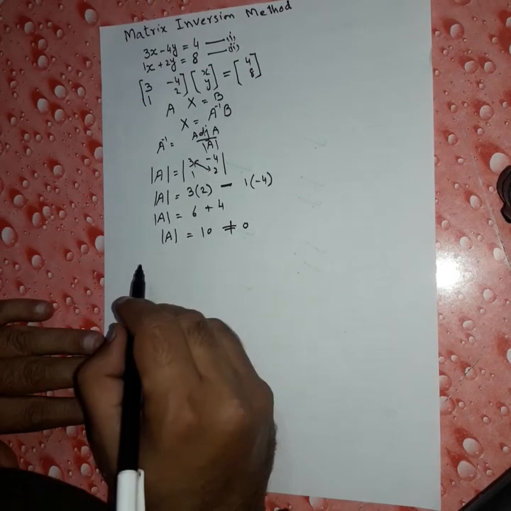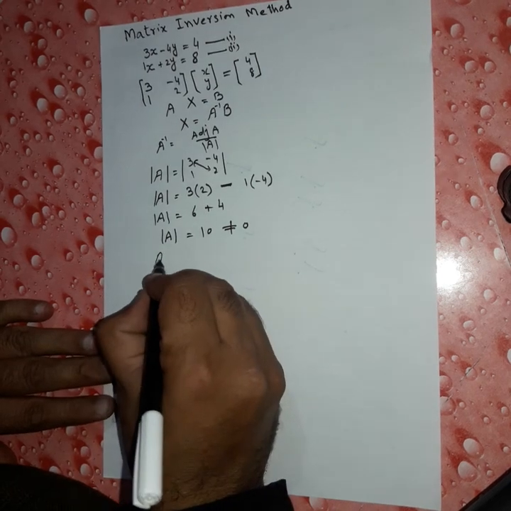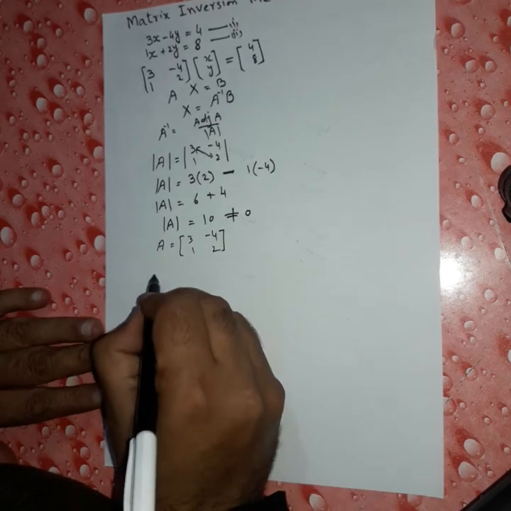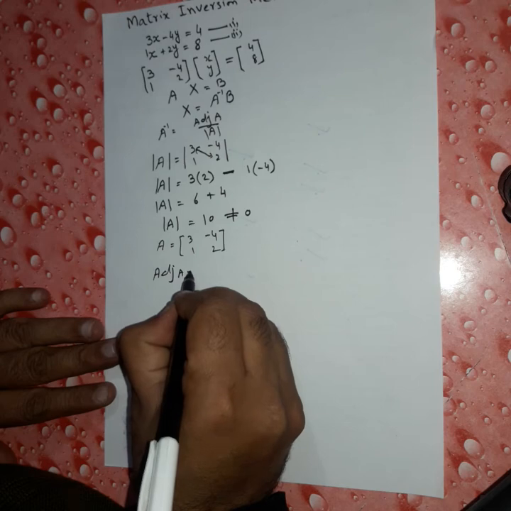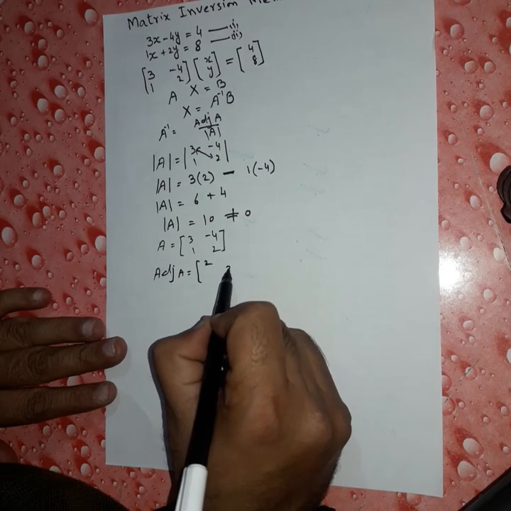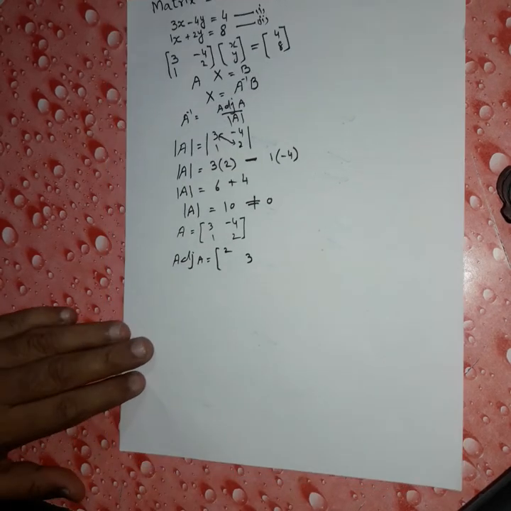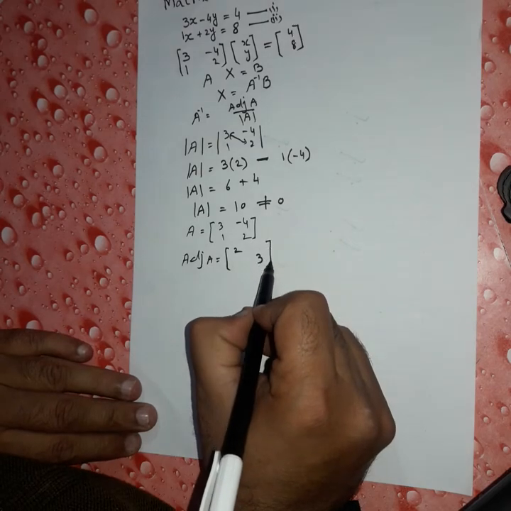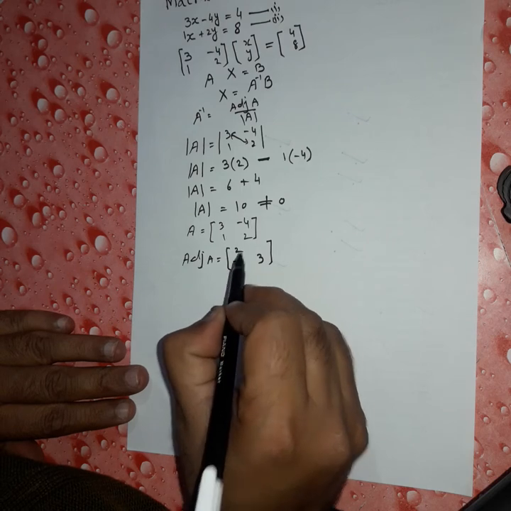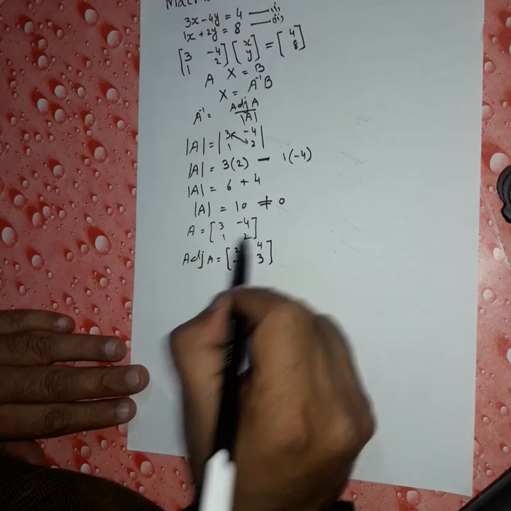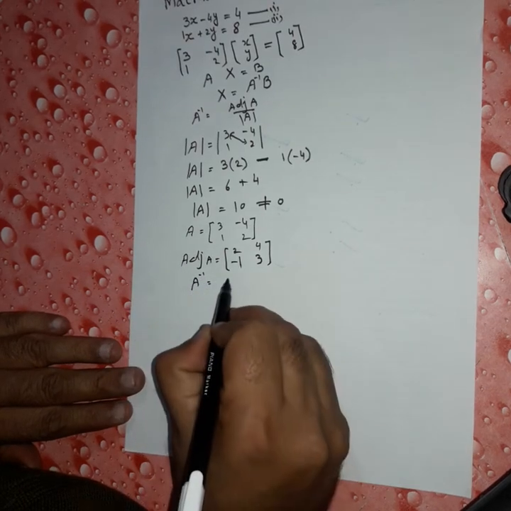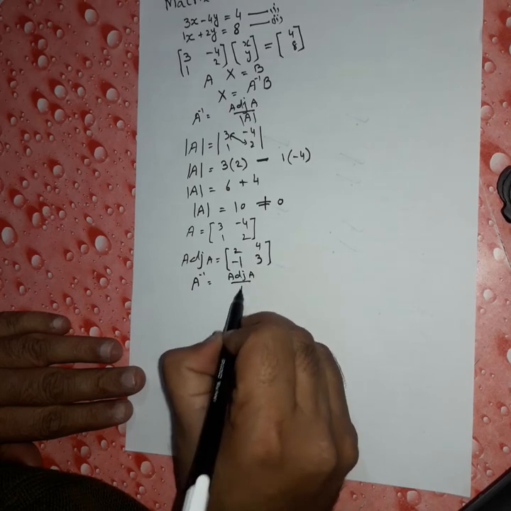Now I find the adjoint of the matrix A, where A is equal to 3 minus 4, 1 2. For the adjoint of A, I swap these two diagonal elements: 2 replaces 3 and 3 replaces 2. Now the other elements, which are non-diagonal, I change their signs. 1 becomes minus 1 and minus 4 becomes plus 4. This is our adjoint. So A inverse is equal to adjoint of A over determinant of A.